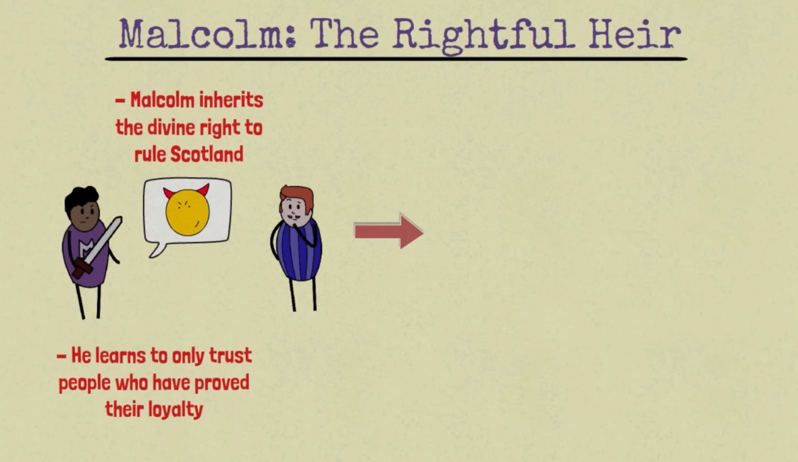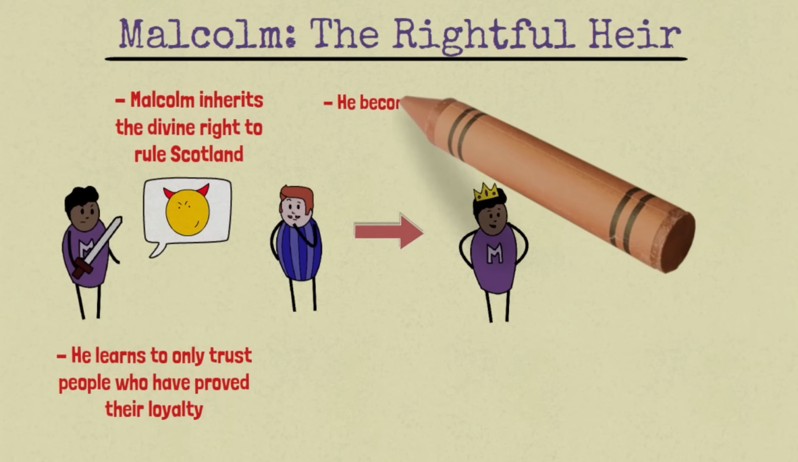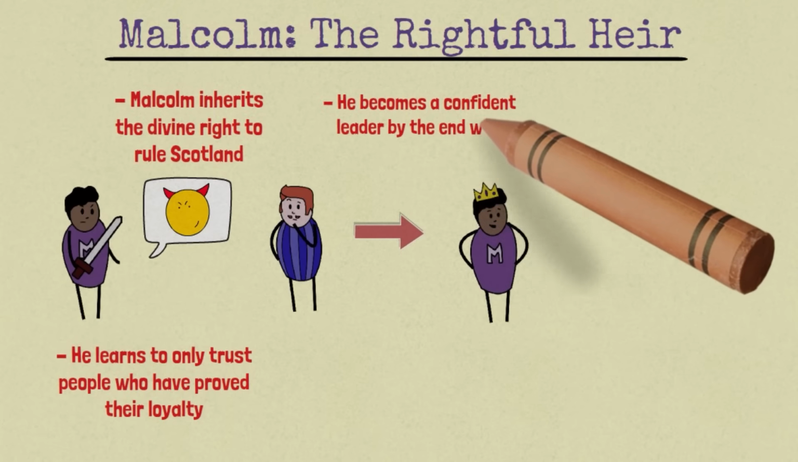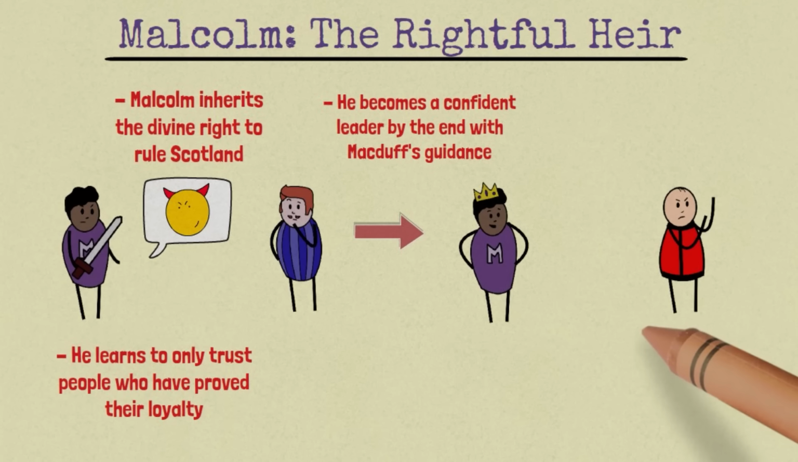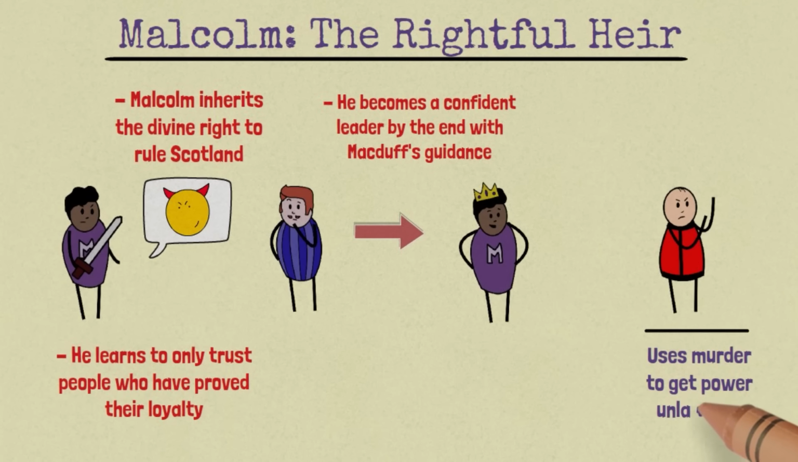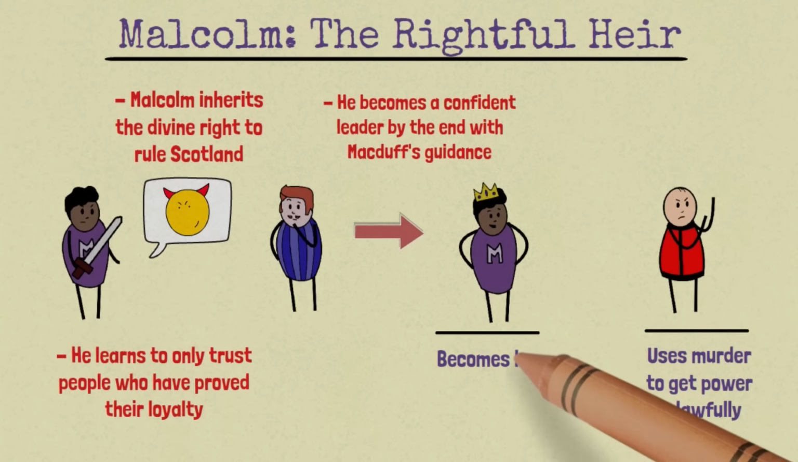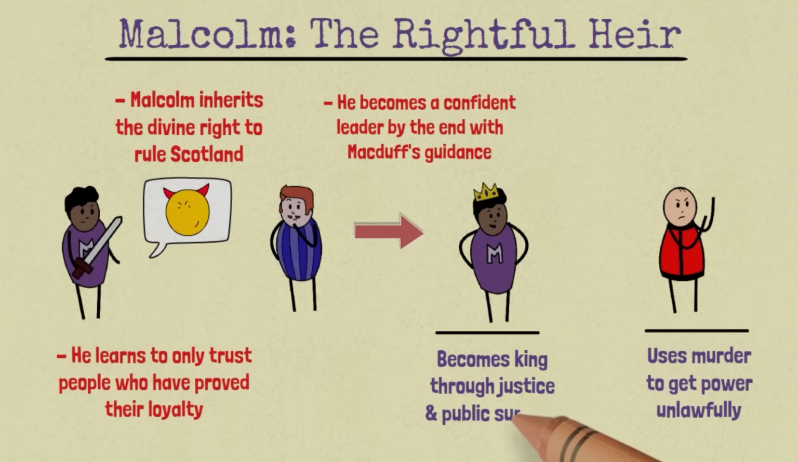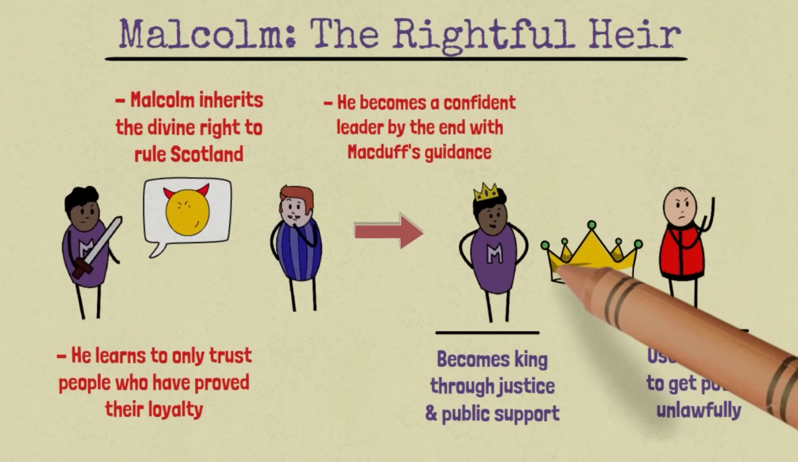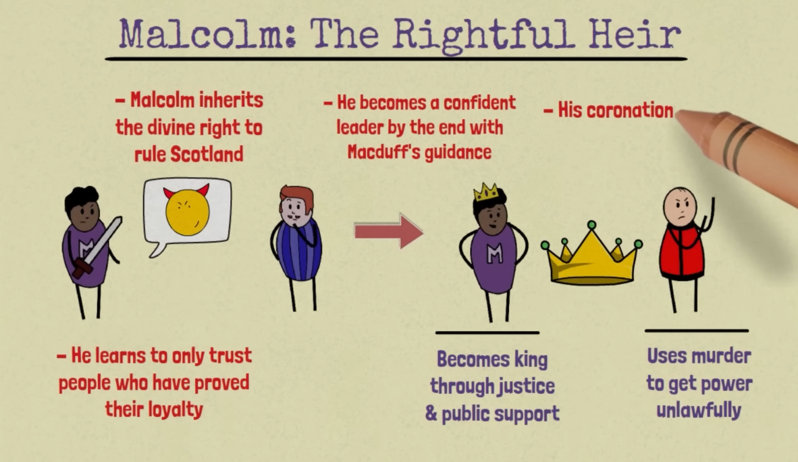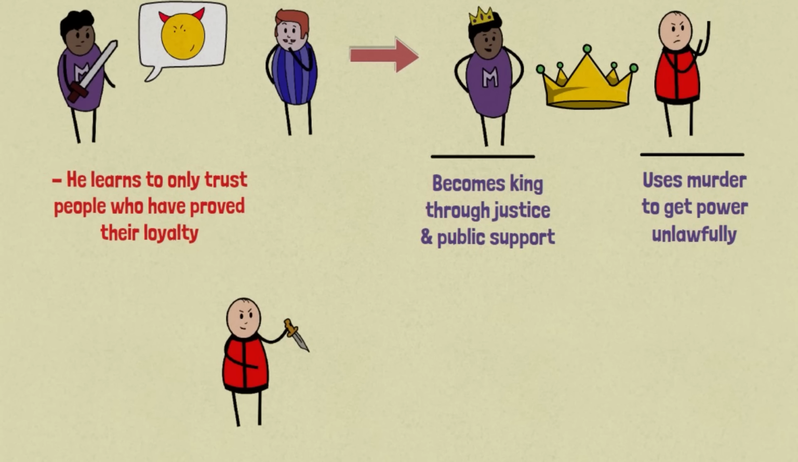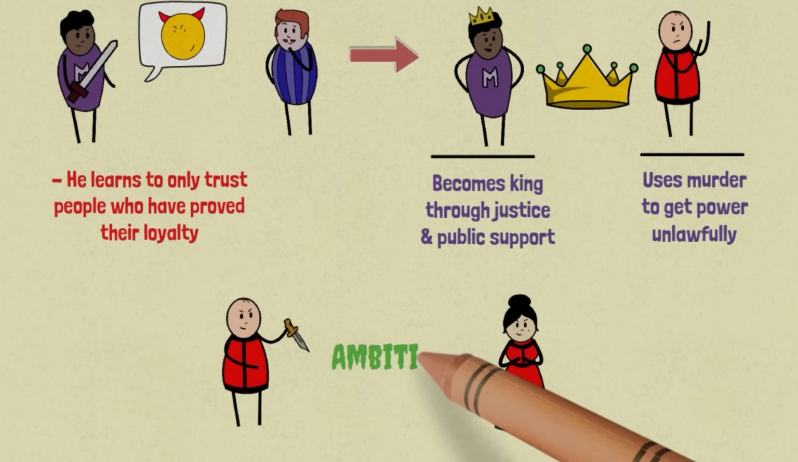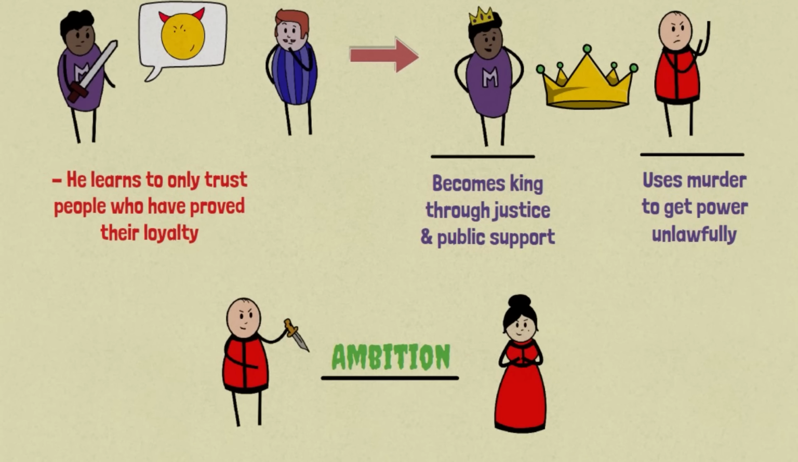to judge his reaction. Over time, Malcolm becomes a confident leader, using Macduff's wisdom and experience to help him take back the throne. Unlike Macbeth, who uses murder to seize power unlawfully, Malcolm becomes king through justice and support from the people. He immediately restores order and rewards those who helped him, inviting everyone to his coronation to help heal the wounded nation. And now that we've analysed all the main characters, let's move on to the theme which affects nearly all of them: ambition.